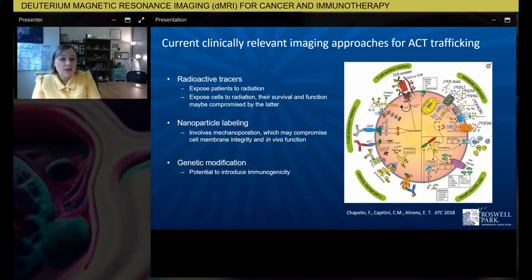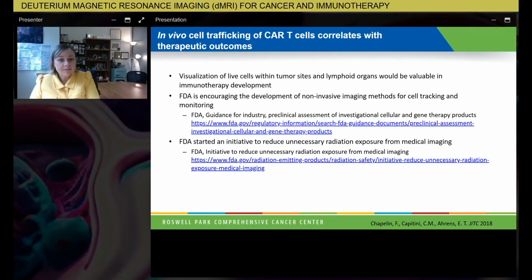There are currently imaging methods that exist too, but they rely on either radioactive tracers, so they expose patients to radiation, or expose your cells that are hopefully delivering the cure to radiation, or nanoparticle labeling, which involves mechanoporation, which can compromise cell membrane integrity and function in vivo. And then you can also introduce genetic markers, so they will allow your cells to light up in vivo if you administer a drug, for example. But there's potential to introduce immunogenicity.